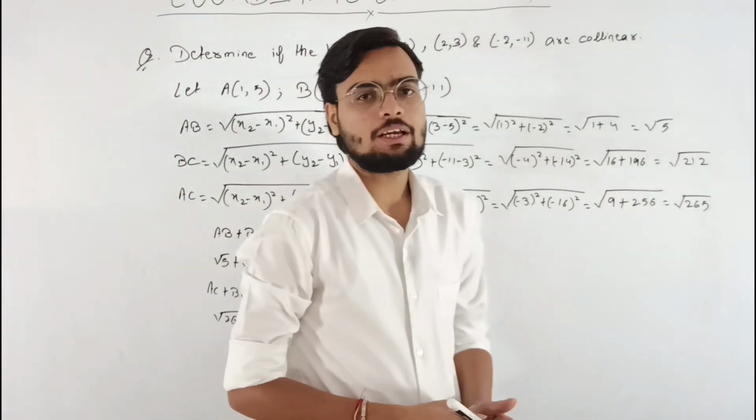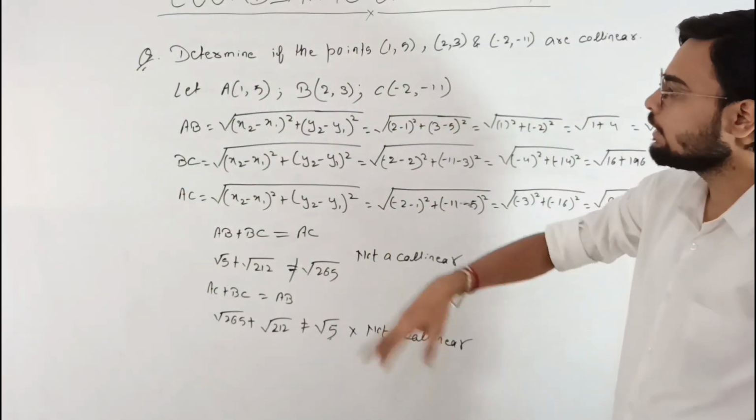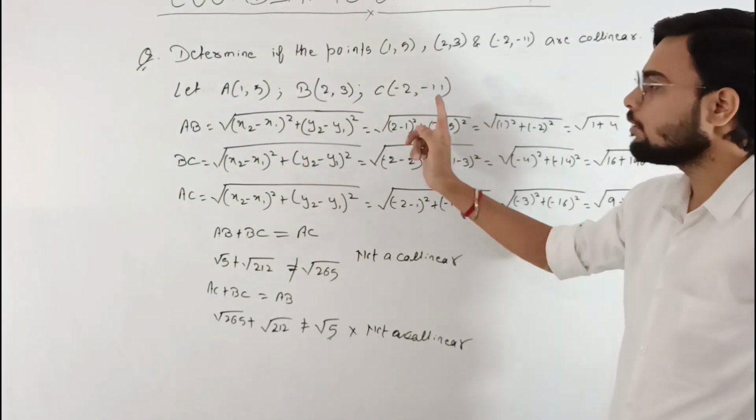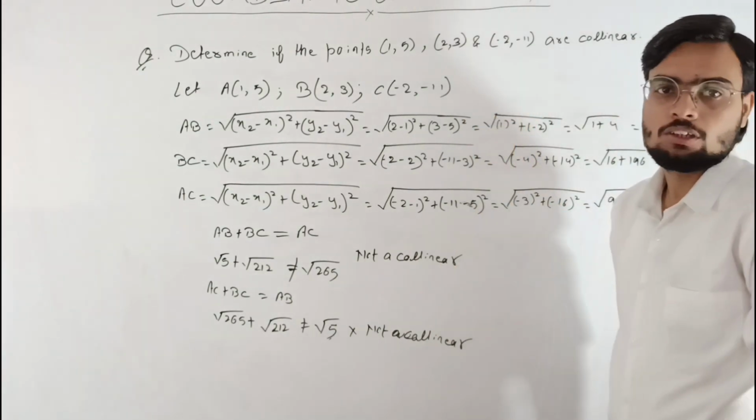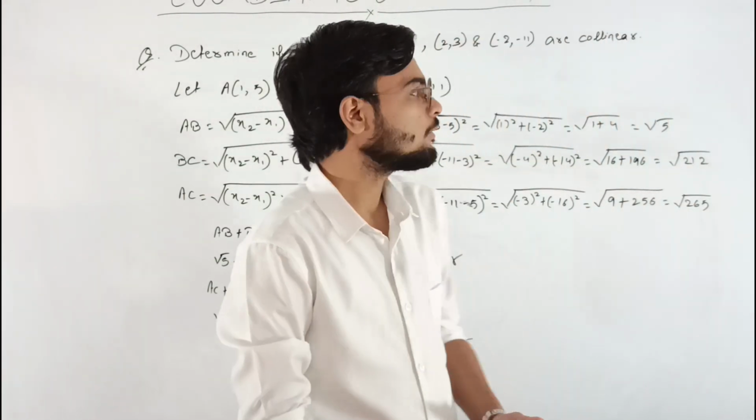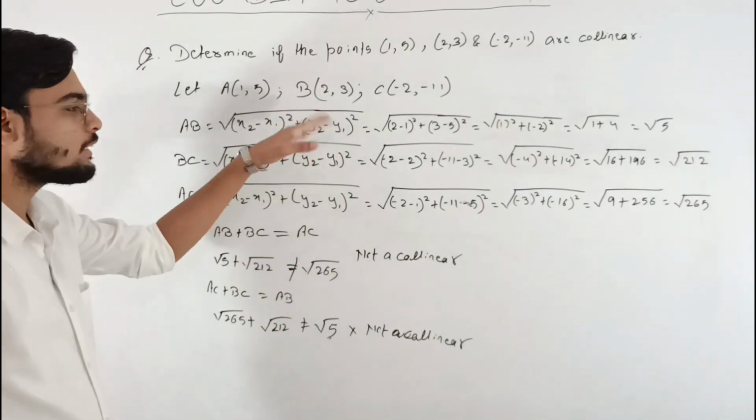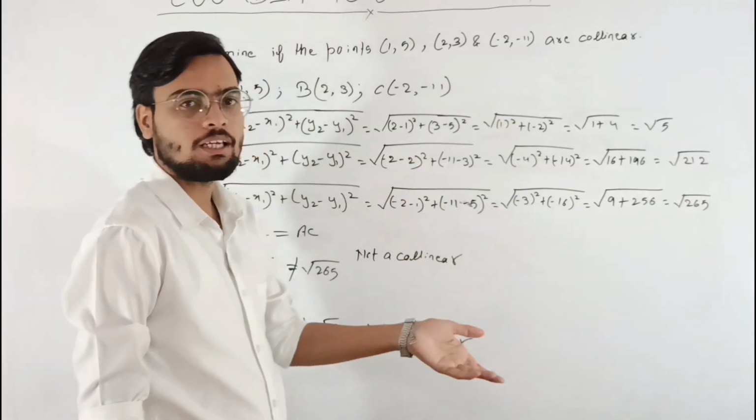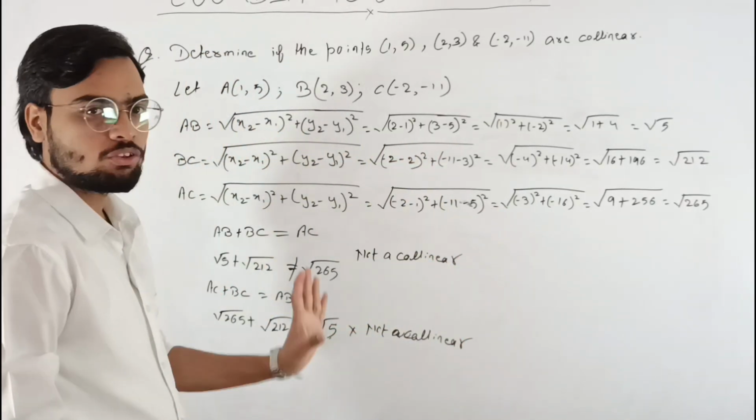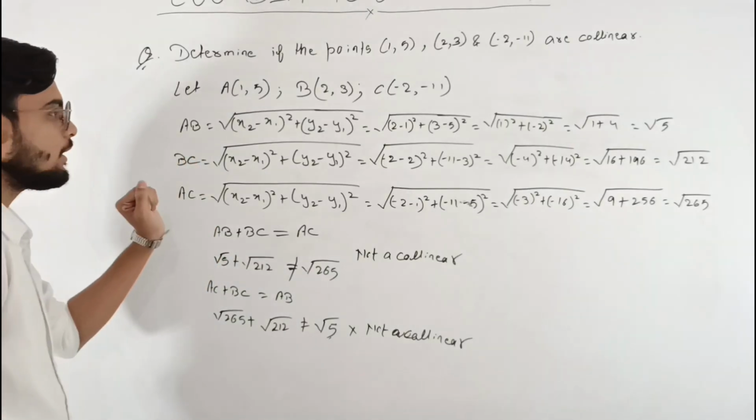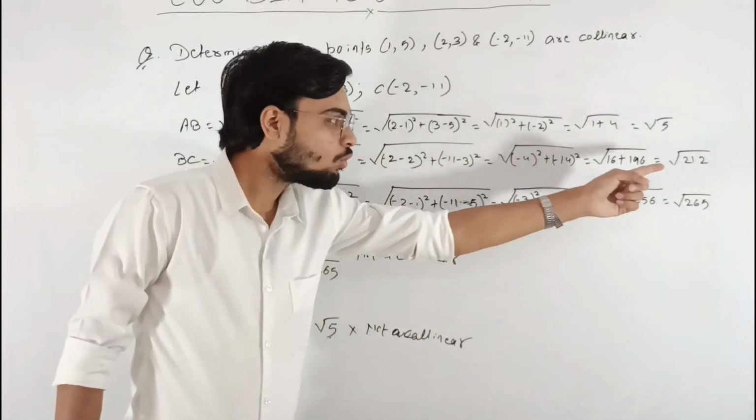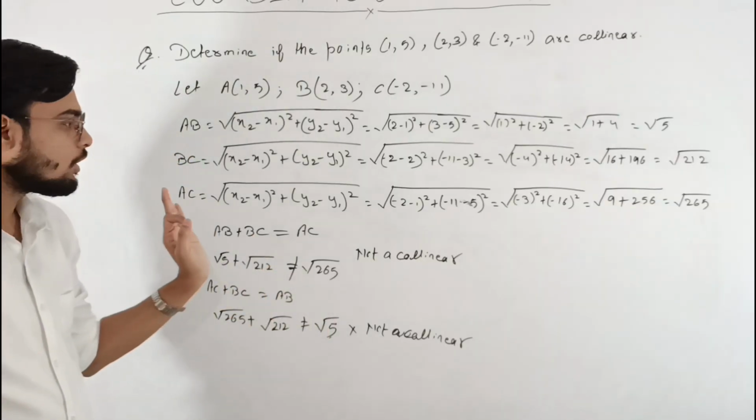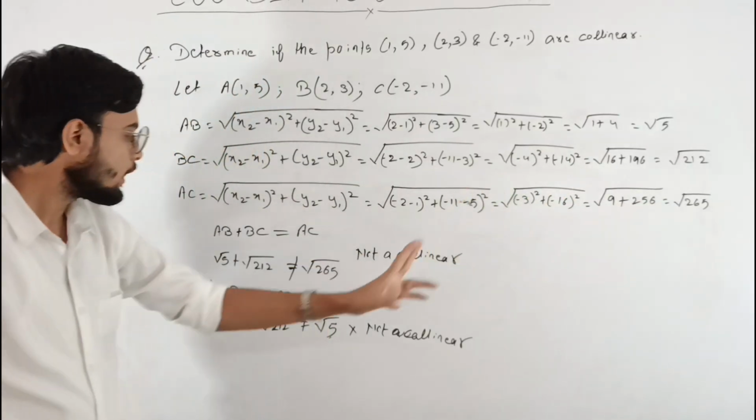Understood? Let's see one more time. We have three points: (1, 5), (2, 3), (-2, -11). We have to find whether these are collinear or not. For collinear, we check if the sum of the distances between two points is equal to the distance of the third. Then we say these three are collinear. So first we find the distances. AB is root 5. BC using the distance formula is root 212, and AC is root 265. Now I compare here.